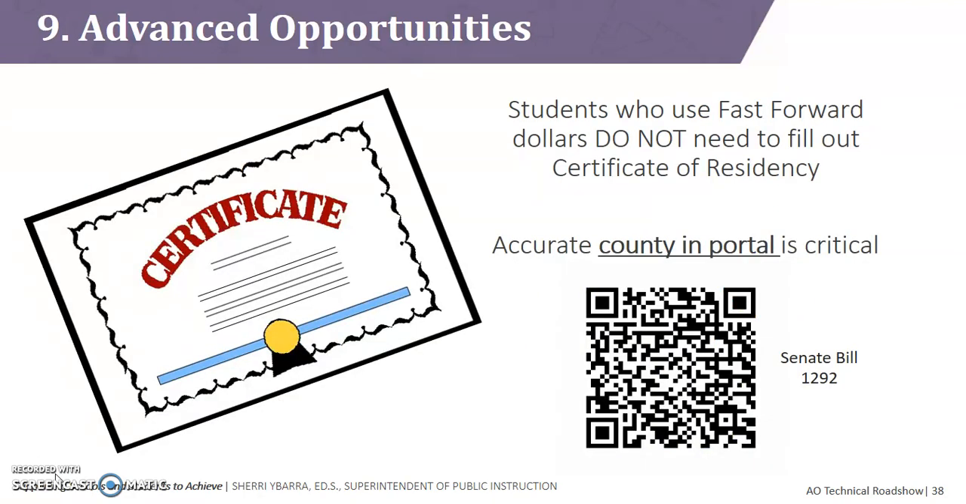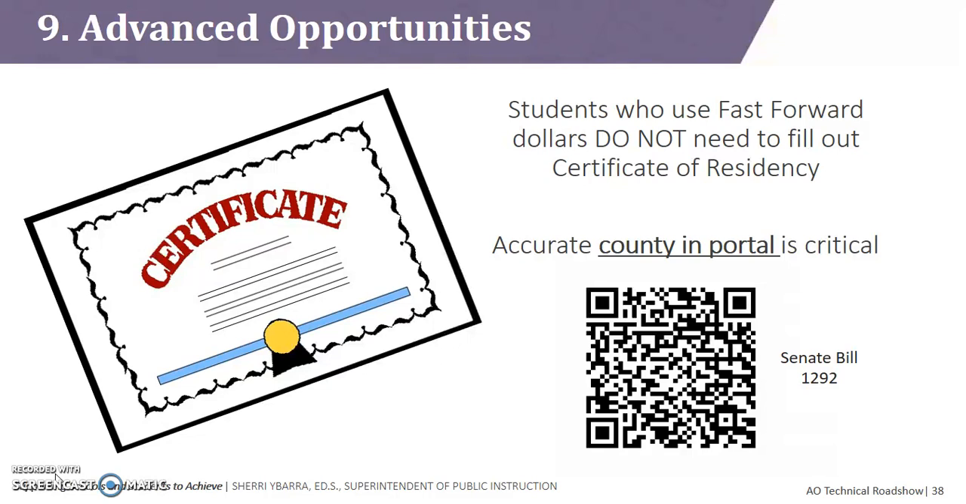The next change is pretty substantial, particularly in areas outside of taxing districts for community colleges. Students who use Fast Forward funding do not need to fill out a certificate of residency. Now, that'll be a huge lift.